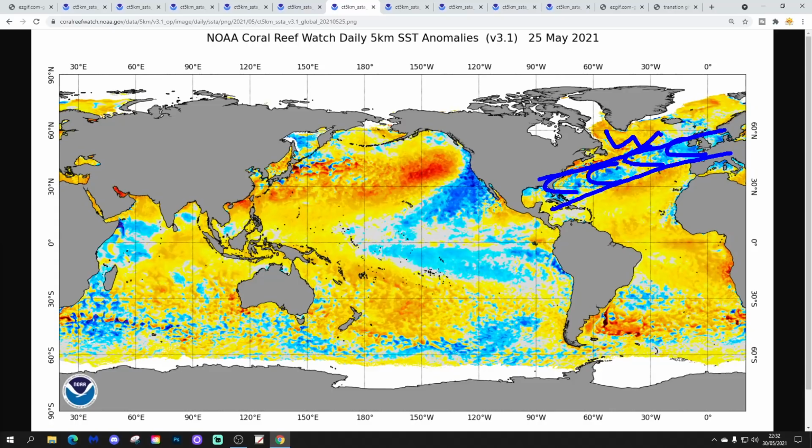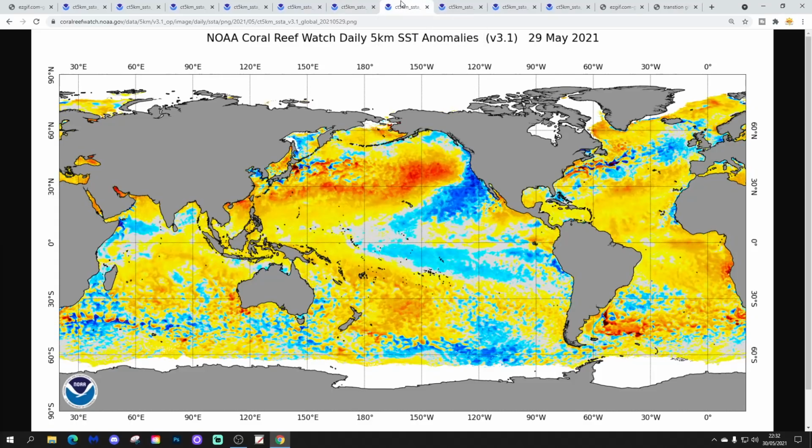Again, it's still warm to the south of Greenland, and it's still pretty warm from here. In fact, the tropical Atlantic looks like it's warming up a little bit there. That is definitely like a tripole. No two ways about that. 29th May, the final chart that we've got looks like this.